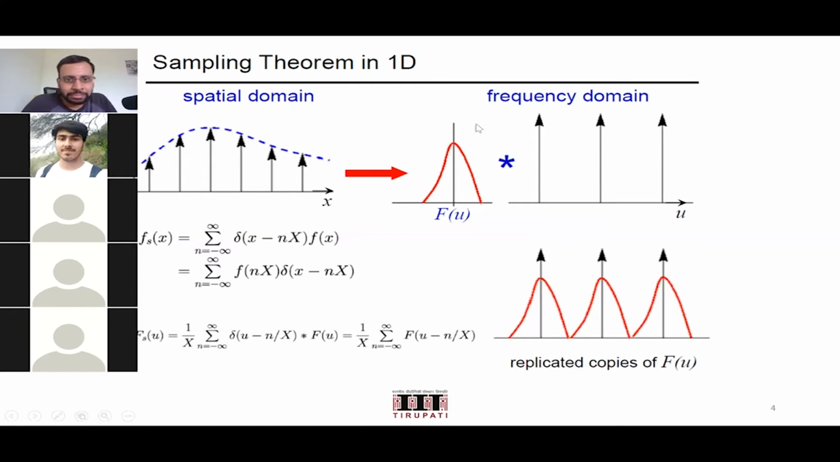Then for sampling in 1D, you have this function, and you are multiplying it with an impulse train to get these points. That's equivalent to convolving your original one with an impulse train again, which would keep copies. Each one would shift to that particular center. This center would shift here, so you would be getting something like this. And then you could write the expression.